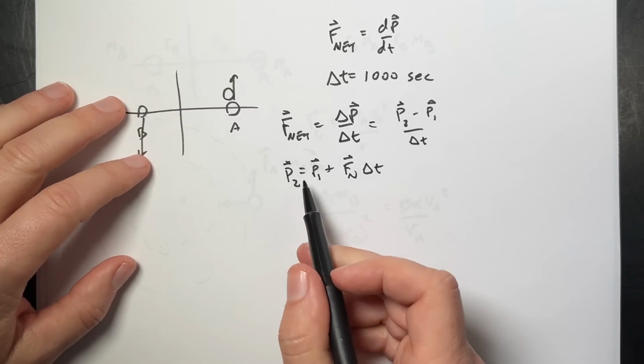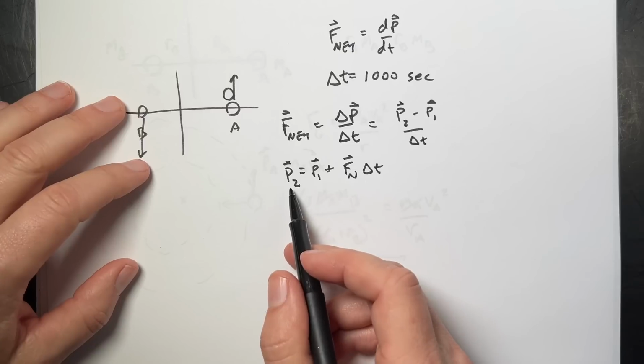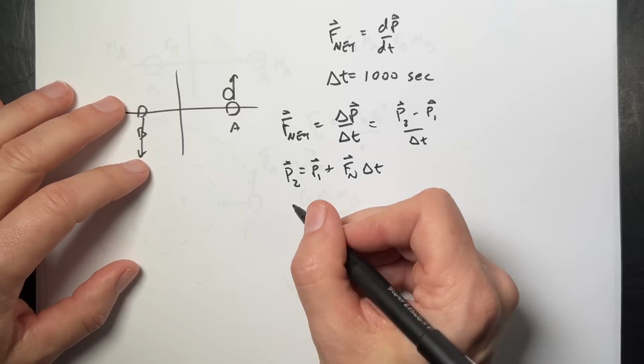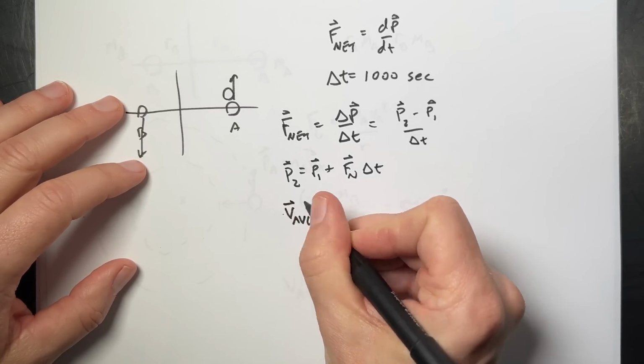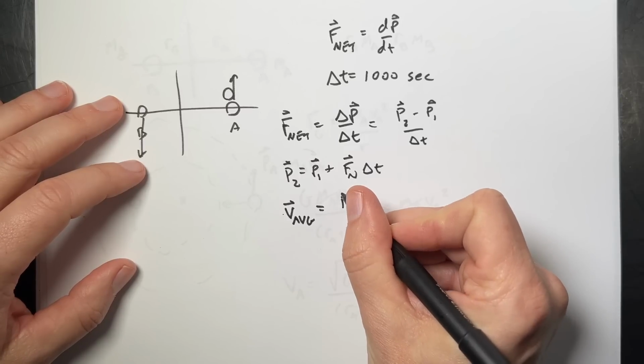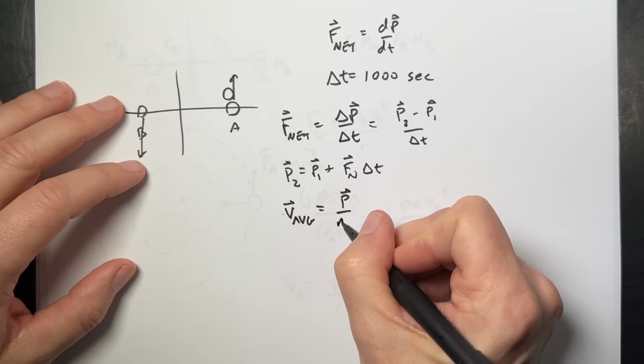Now, once I know the momentum, I can use that to find the new position. So the average velocity is the average momentum over the mass.